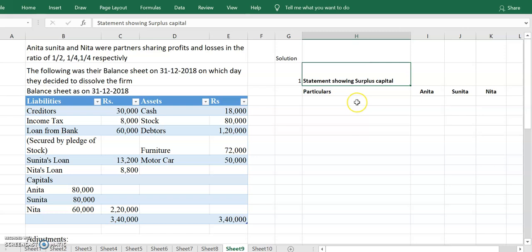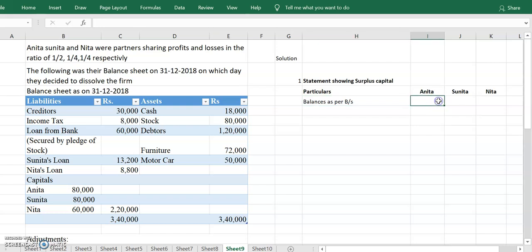In your surplus statement, start with the balance of capital. So the balance is as per balance sheet. In short form, I am writing B oblique, that is your balance sheet. The capital balance given in the balance sheet according to the names of partners is 80,000 for Sunita also, and 60,000 for Nita. While writing capital, you should check whether in your balance sheet there is any profit or any reserve mentioned.